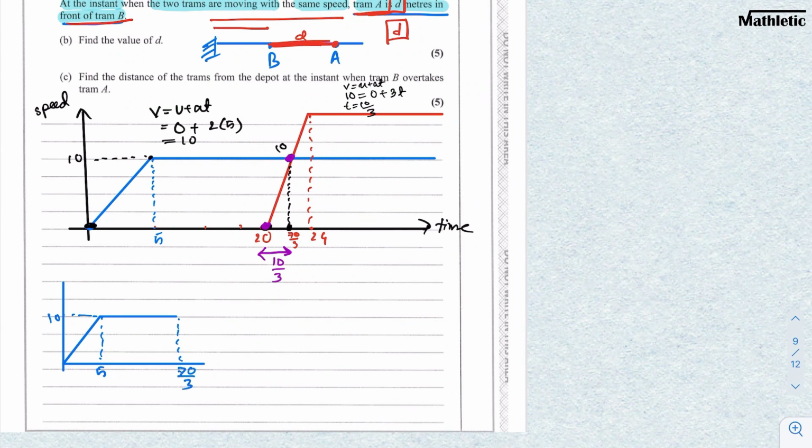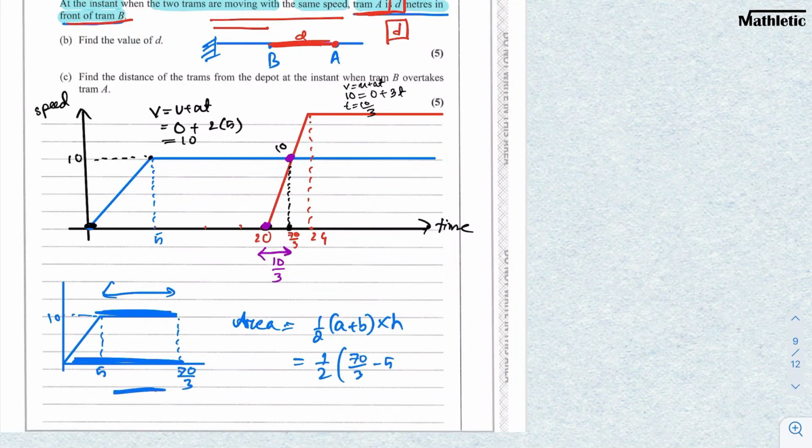Okay, so up to 70/3, this is the diagram for tram A. If I need to find the area under the graph, this is a trapezium, so half (A plus B) into H. A and B are the parallel sides. A is this gap, 70/3 minus 5, and B is this total base of the trapezium, which is 70/3. And the height, the perpendicular height, is 10.